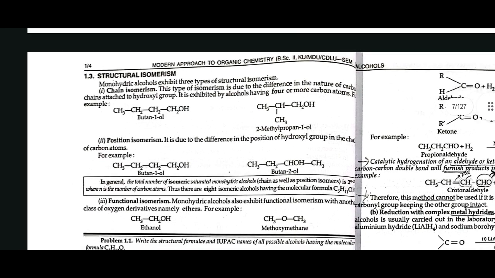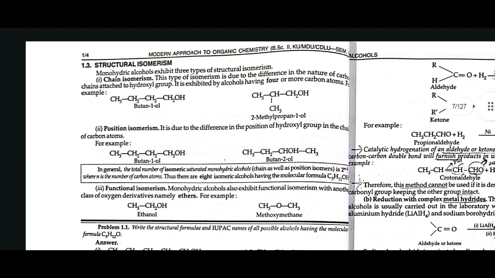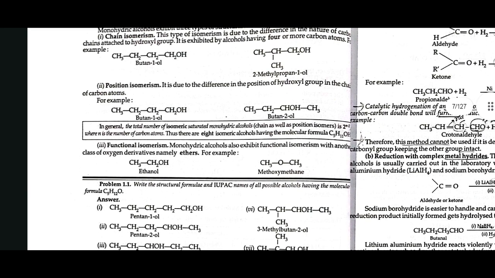Structural isomerism. Monohydric alcohols exhibit three types of structural isomerism. First, chain isomerism. This type of isomerism is due to the difference in the nature of the carbon chain attached to the hydroxyl group. It is exhibited by alcohols having 4 or more carbon atoms. For example, butan-1-ol, 2-methylpropan-1-ol.